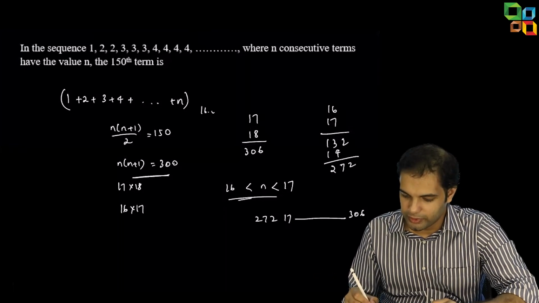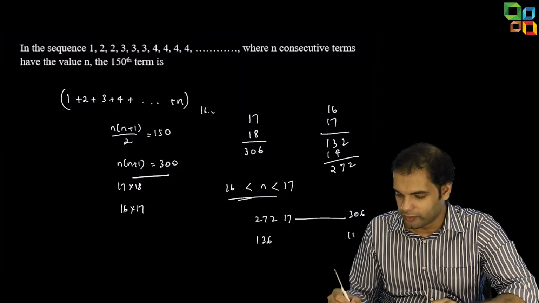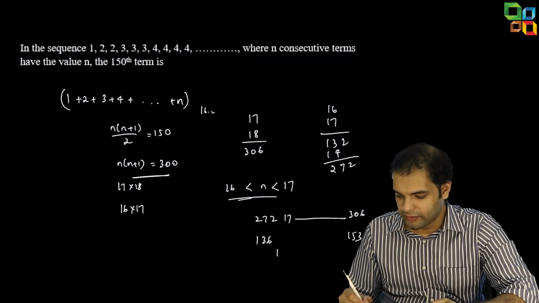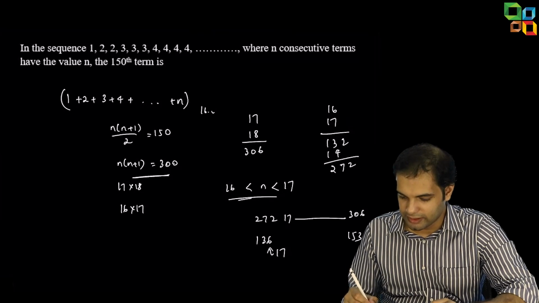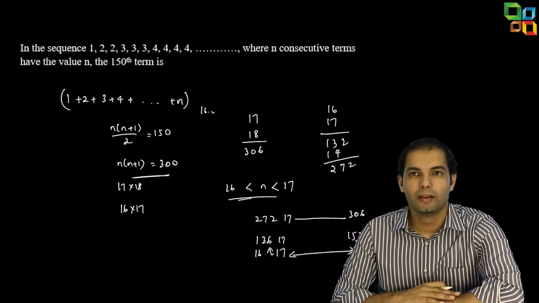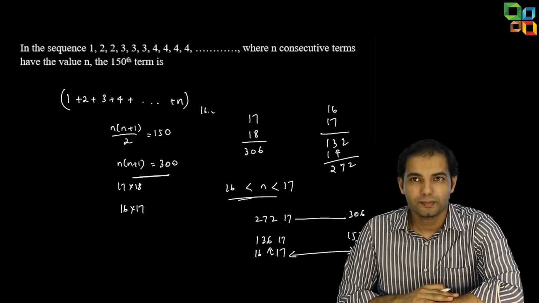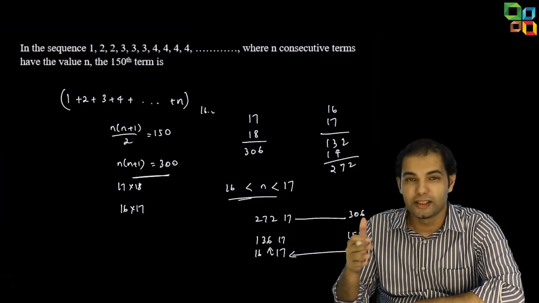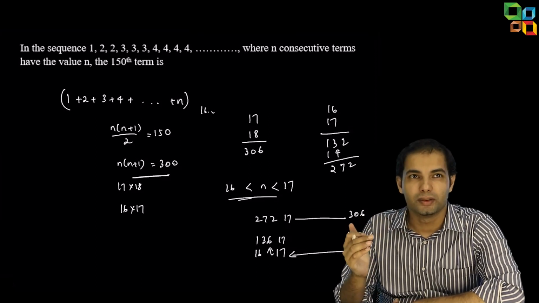For example, this would be, say, 136, and this would be 153. So 17 starts from 137. So up to here it's 16, then it's 17, then it goes up to 153. Right? It goes up to 150. So the 150th term will be one of these 17s. That's how you figure it out.